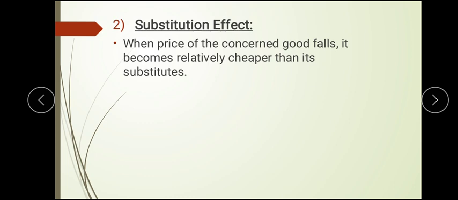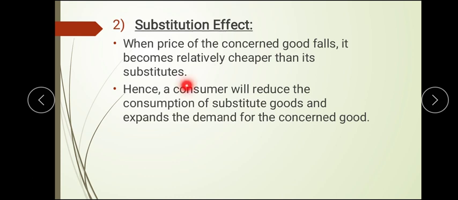Suppose two brands are there, Coca-Cola and Pepsi, and Coca-Cola has reduced the price from 40 rupees per bottle to 35 rupees per bottle. It is a summer discount, suppose. So what happened, the Pepsi is the same at 40 rupees, they have not reduced their price. So your demand for your concerned good will increase. Hence the consumer will reduce the consumption of substitute goods. Yes, the substitute good of Coca-Cola is Pepsi.